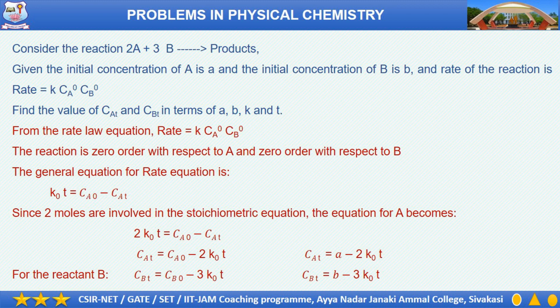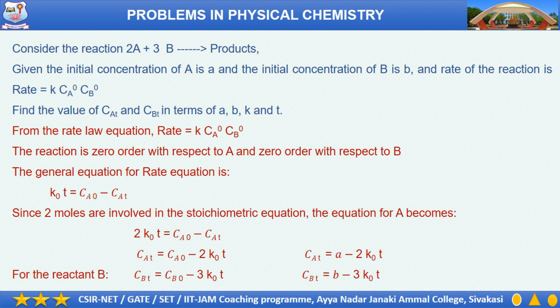What is a general 0 order reaction? A naught minus A t is equal to K naught t. Here, instead of A naught, you put it as C naught minus C t, because concentration is expressed in C. And this is for if only one stoichiometry 1 is present. For A, now we are going to apply this for A. The equation is changed as 2 K naught t equals concentration of A at the initial minus concentration of A at t. You are asked to give the equation for C of A at t.